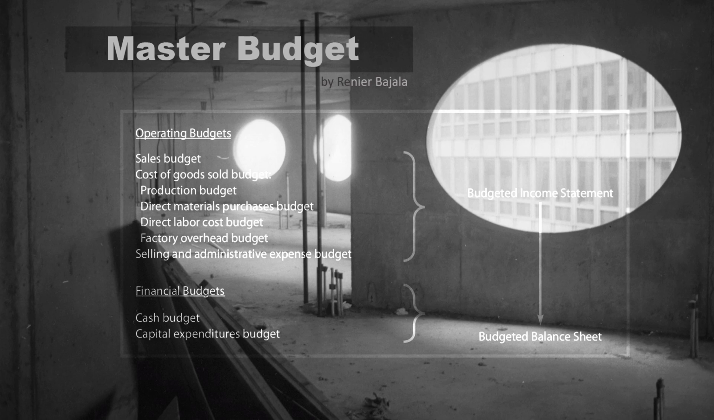Under operating budgets, there is sales budget, cost of goods sold budget, production budget, direct materials purchases budget, direct labor cost budget, factory overhead budget, and selling and administrative expense budget, which are reflected in the income statement. In financial budgets, we see cash budget and capital expenditures budget, which are reflected in the balance sheet. Operating budgets and financial budgets will be discussed thoroughly in the succeeding reports.